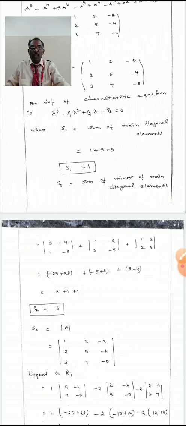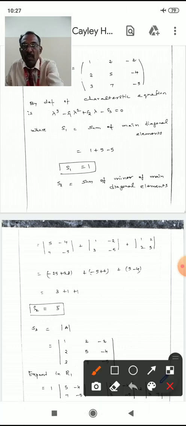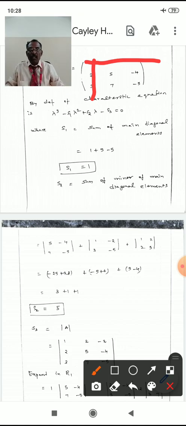Next S2. What is S2? Sum of the minors of main diagonal elements. The diagonal elements are 1, 5, minus 5. The first one is 1, located in the 1 by 1 cell. So we have to find the minor of the 1 by 1 cell. We ignore the first row and first column. The remaining are 5, minus 4, 7, minus 5. So we take the determinant of this 2 by 2 matrix. This is the minor value of the 1 by 1 cell.